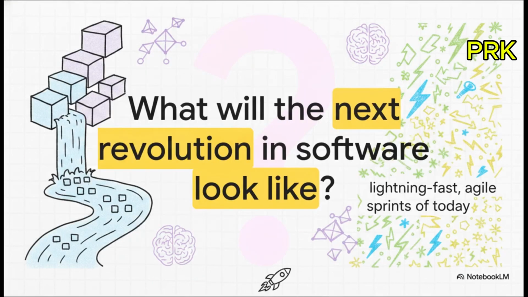We have traveled all the way from the rigid waterfalls of the 1970s to the lightning-fast, agile sprints of today. But as we know, software engineering never actually stops evolving. So I want to leave you with this final provocative thought. With Agile completely dominating today and AI literally starting to write its own code, what do you think the next revolution in software engineering will look like? Keep exploring, keep learning, and I'll see you in the next explainer.